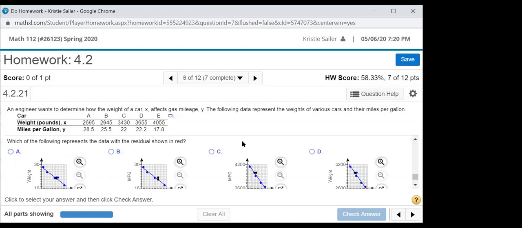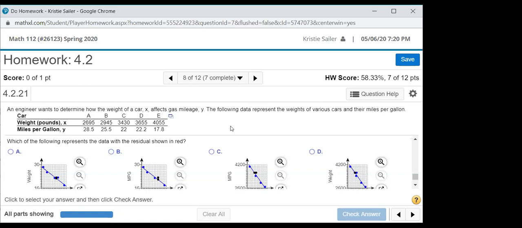This data, 22.2, is above the average that you got. I reversed it in my head. I was saying the other number was below. But that's what we're talking about. Does that make sense?